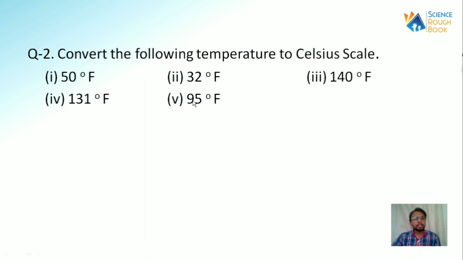Now the next one is, convert the following temperature to Celsius scale. So temperature is already given in Fahrenheit and you have to convert it into degree Celsius. So let us start with the first one, 50, 32, 140, 131 and 95. You can take any value whichever is given in your book or in your question. The answers are going to be same.